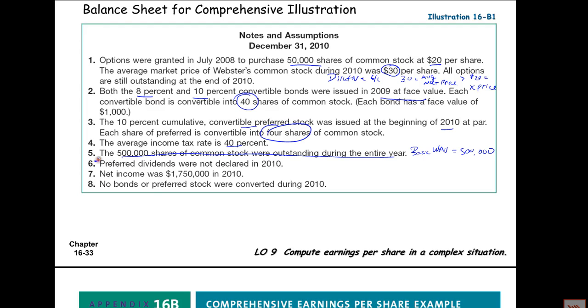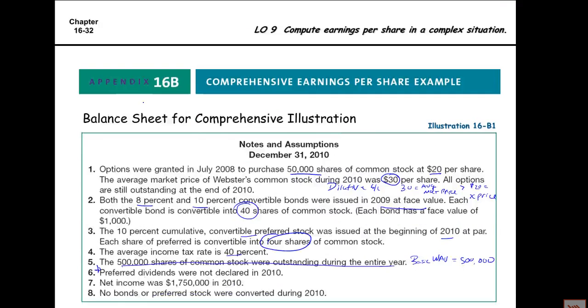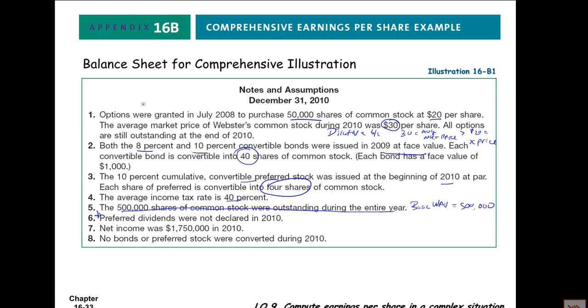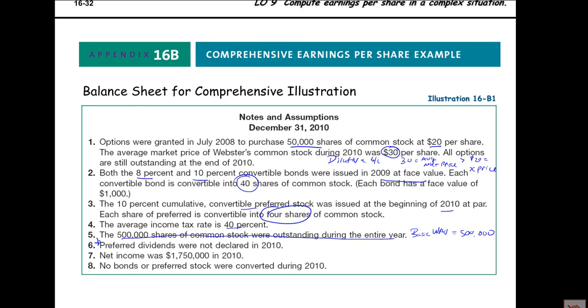There were no preferred dividends declared during the year. We only care if it's non cumulative. Let's go back and see what it said. I think it was cumulative. Yeah, it's cumulative, so we don't care about the declaration. That's meaningless. Net income was 1.75 million in 2010. No bonds or preferred stock were converted.